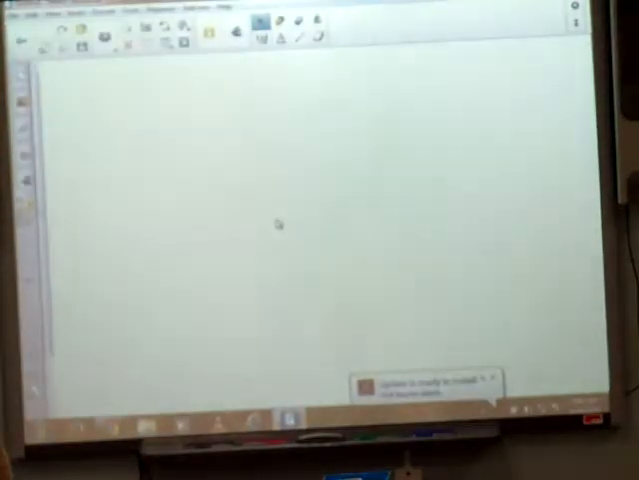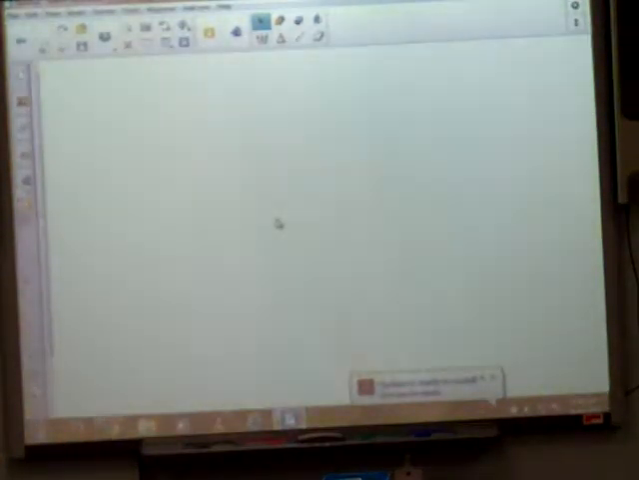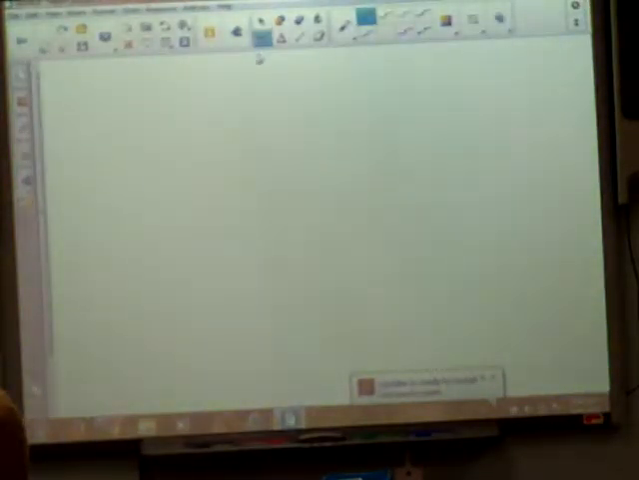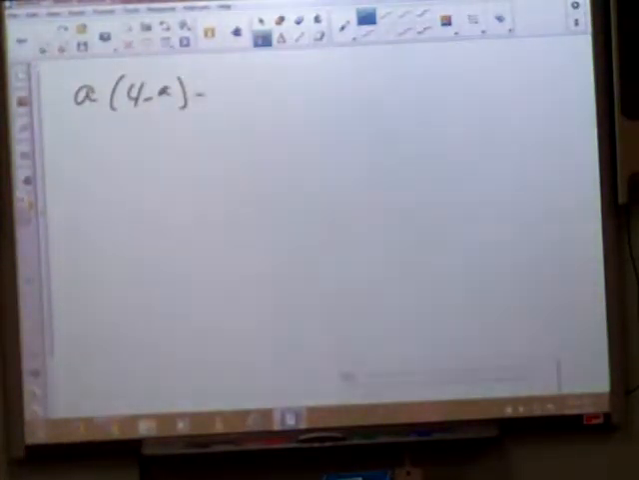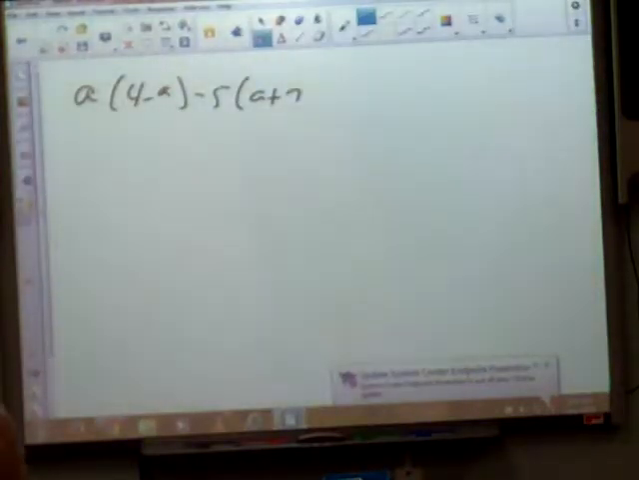Alright, so we're looking at that ACT practice that you did last week. So that's where you are, that's what we're looking at. First problem on that, we had a times 4 minus a minus 5 times a plus 7. The direction said, which of the following expressions is equivalent.